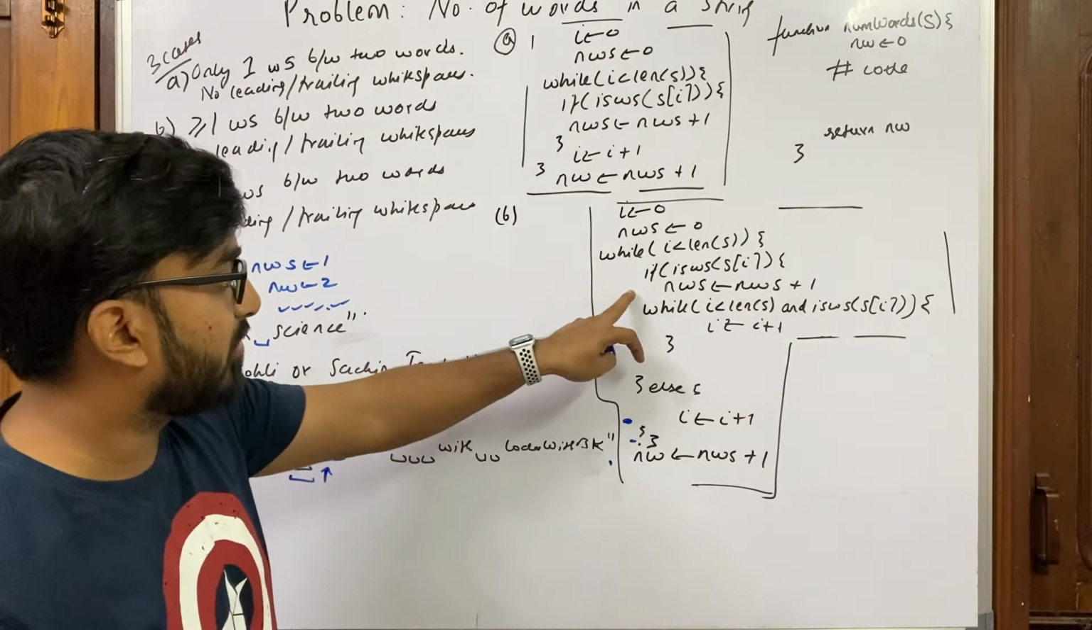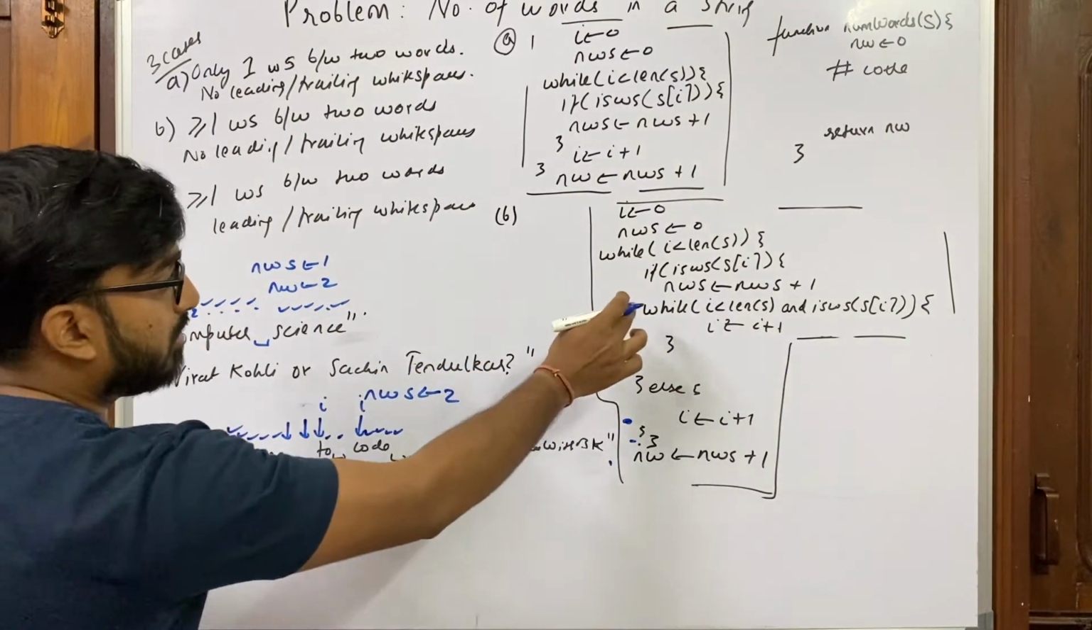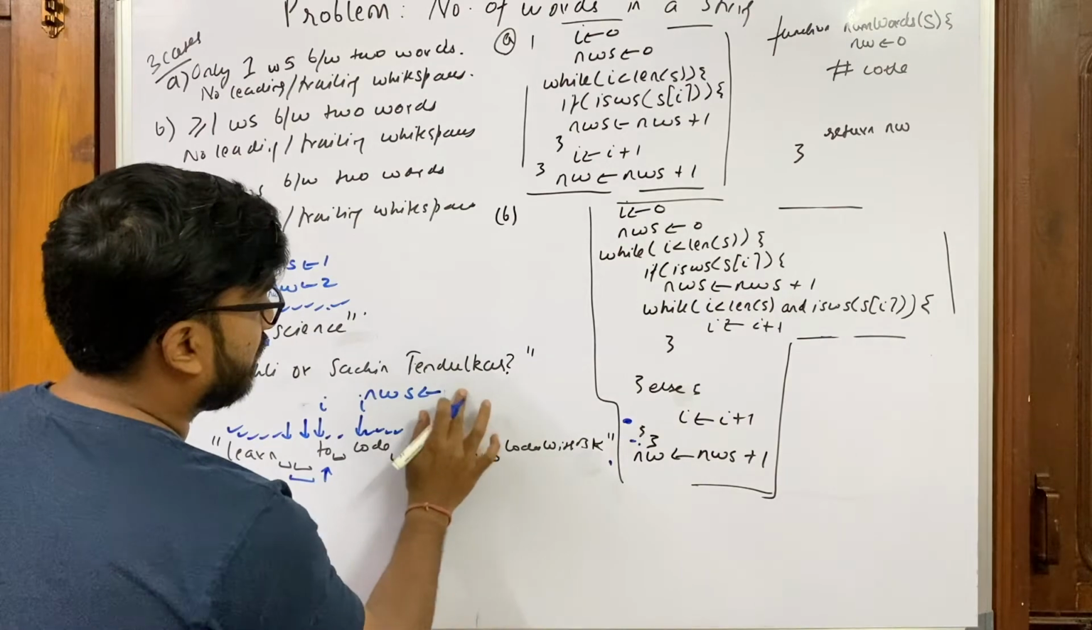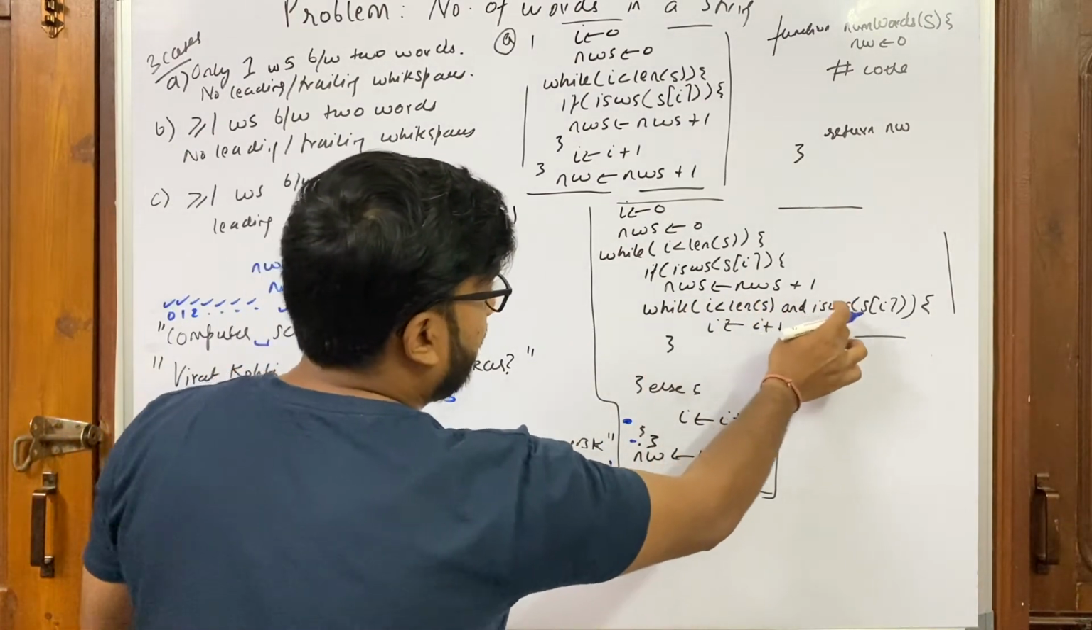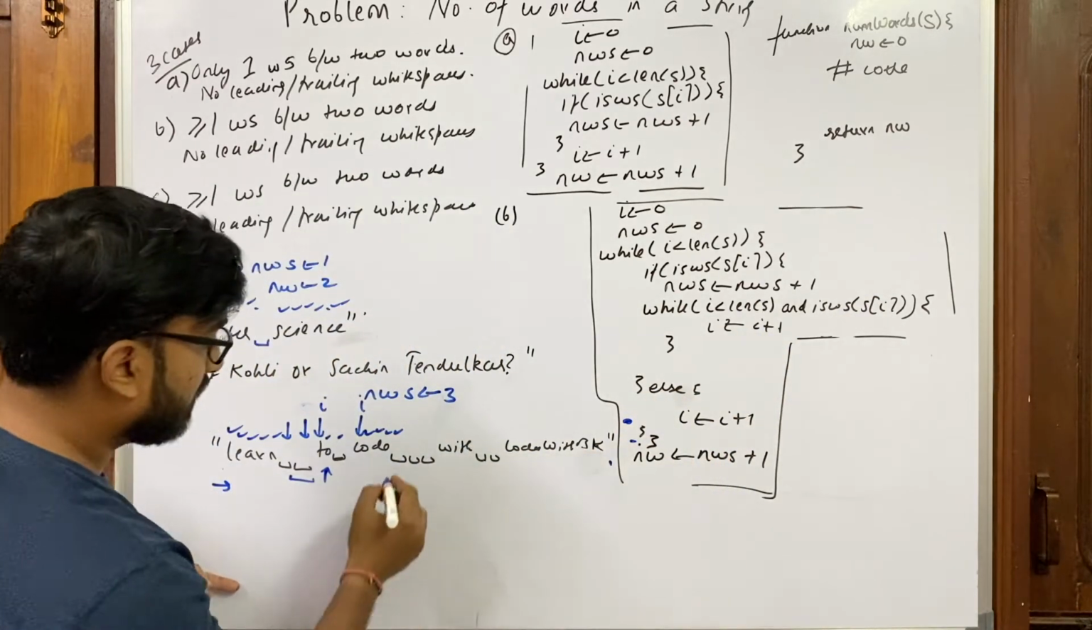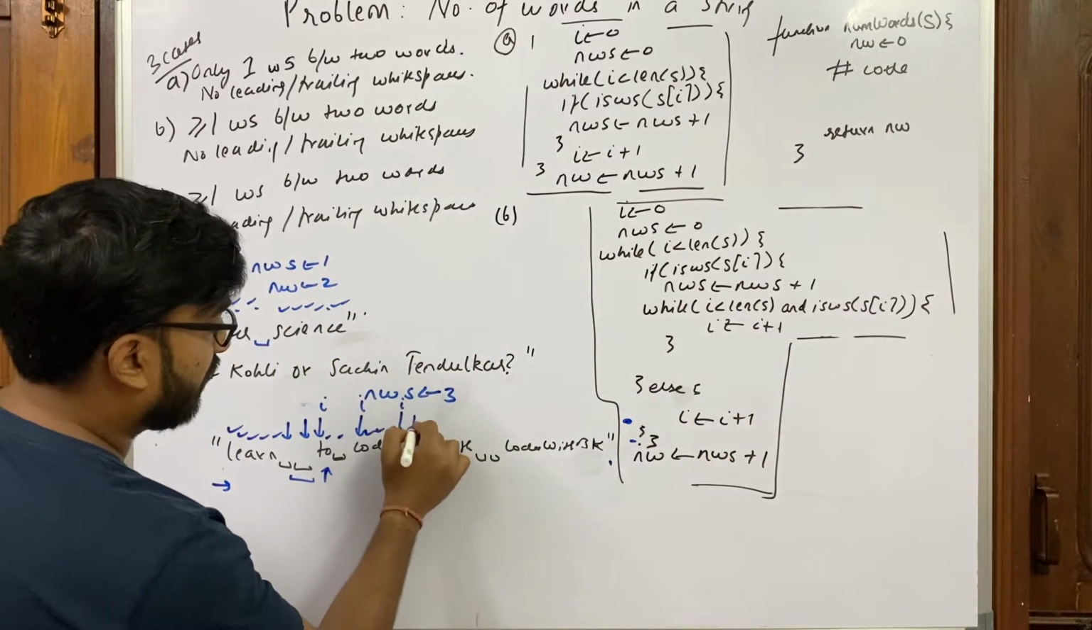You find a space, you come here. Okay, you do number of white spaces plus 1. You make this 3. Okay, while i is less than length of s and it is white space, i equals i plus 1. I was here, I moved on here.